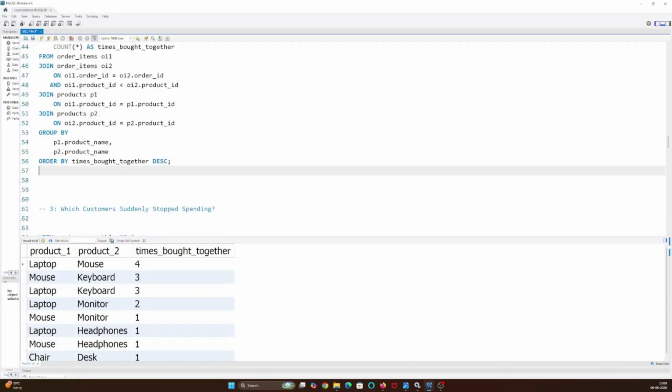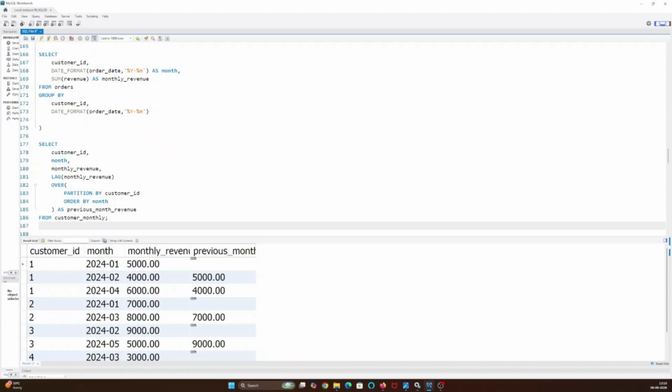Problem 3. Which customers suddenly stop spending? Now imagine revenue is declining. Your manager asks, who stops spending? Not who spends the most, not who spends the least, but who used to spend money and suddenly reduced their spending. This is one of the earliest indicators of customer churn.